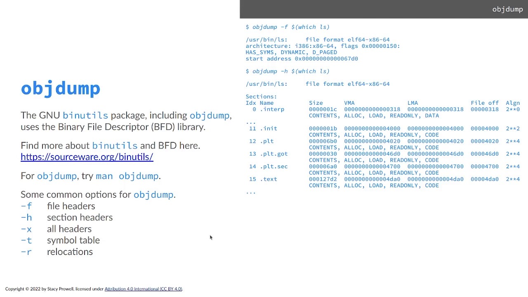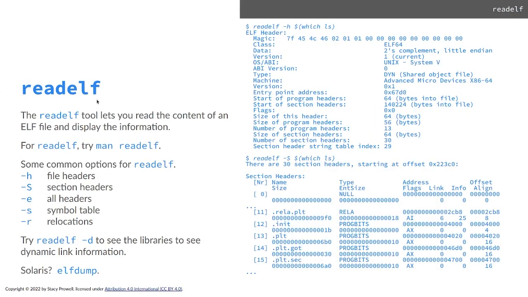And it uses something called the binary file descriptor library. But readelf is specific to ELF. And so it'll give you the same information, but sometimes it gives it to you in a slightly different way. Sometimes it gives you a little more information because it is specific to ELF. Here are the same options: -h is the file headers, -S is sections, -e is all, -s is symbol table, and -r is relocations. So there you go. One thing you can do is say readelf -d to see the libraries that are dynamically linked.